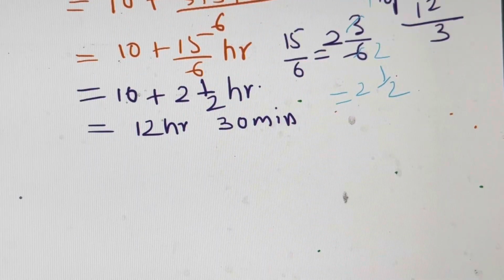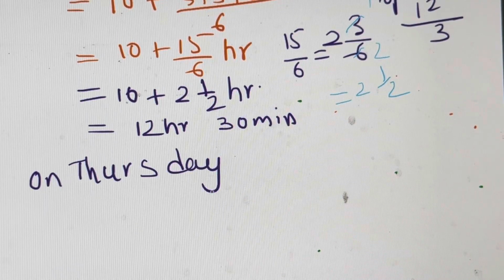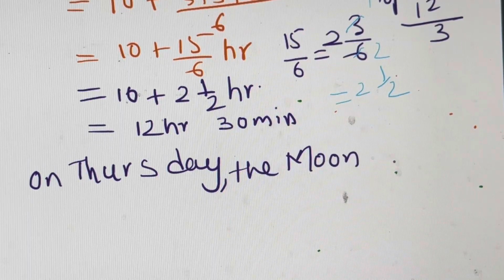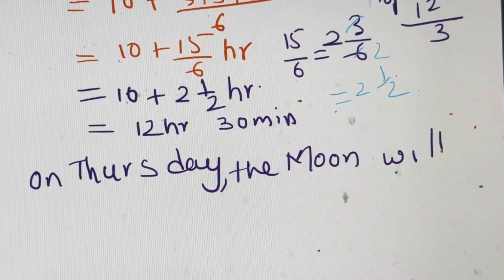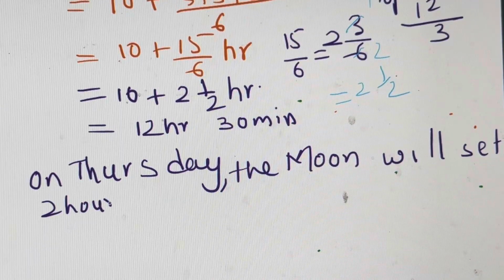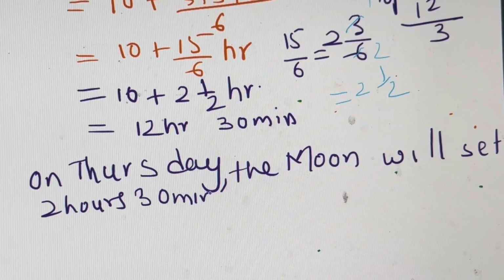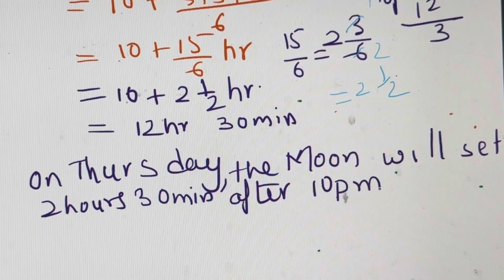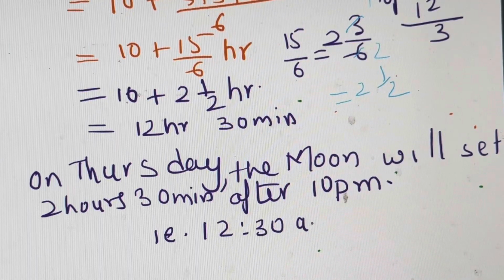You write the answer statement as, so on Thursday, the moon will set 2 hours 30 minutes after 10 p.m., that is equal to 12:30 a.m. Got it? This is your answer number 4.